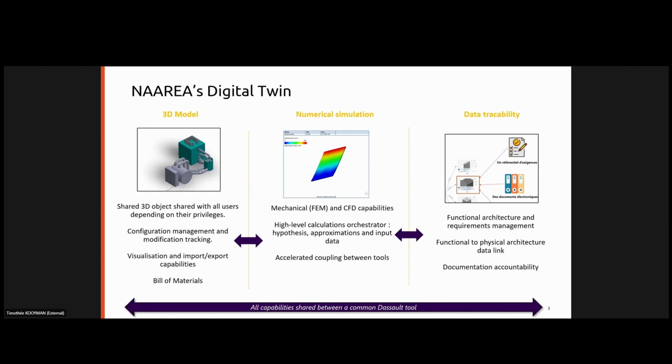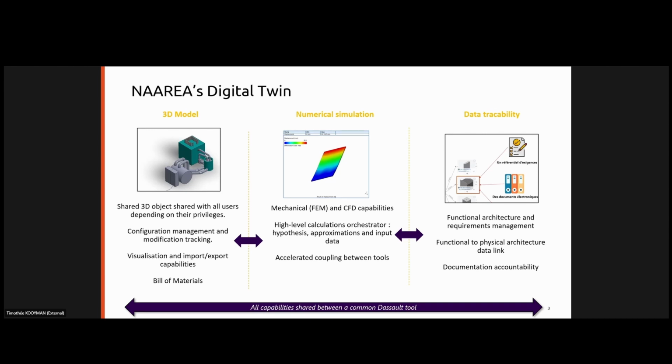So, as someone said before, everybody has its own idea of what is a digital twin. Our vision of what would be a digital twin, which was worked on with the collaboration of Assystem from France, is based on 3 pillars. The first one is a 3D model of the installation. We work on a common 3D object which everyone can use with tools such as configuration tracking and modification tracking also. So that's the first part.